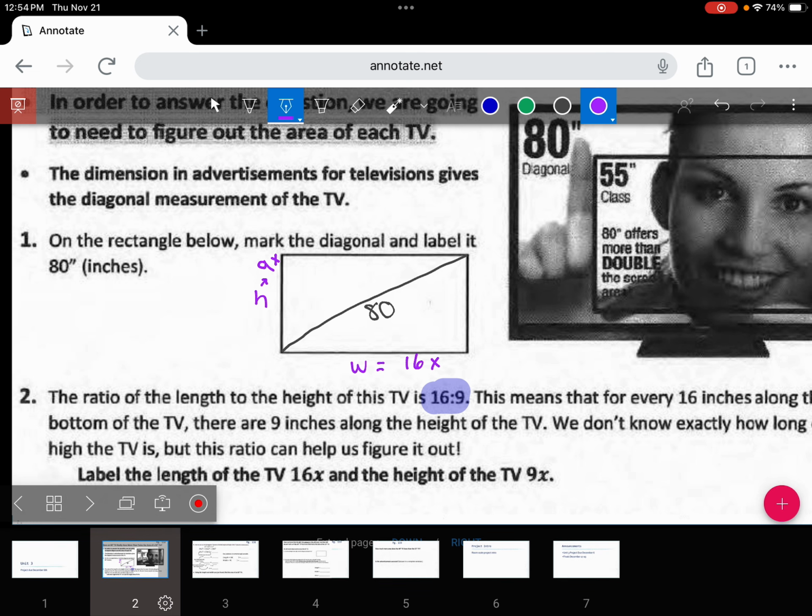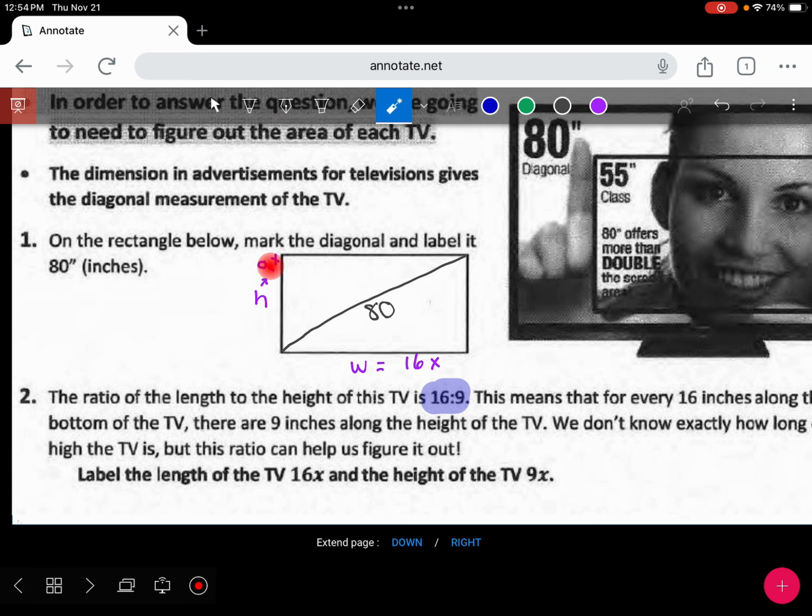So there's a whole lot of words on this part of the page, and it's all the things I could put on the screen and have it be somewhat readable. What we're trying to figure out is what this height is and what this width is. We're going to call it 9x on this side and 16x on this side. If I know a diagonal and I know the 16x and the 9x, what's the relationship I have between the diagonal, the tall side, and the long side?